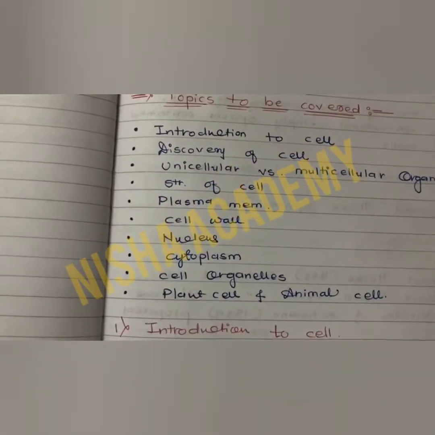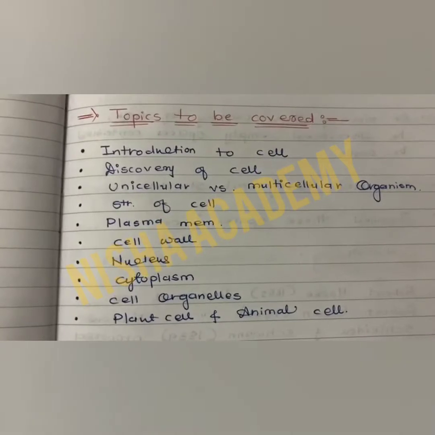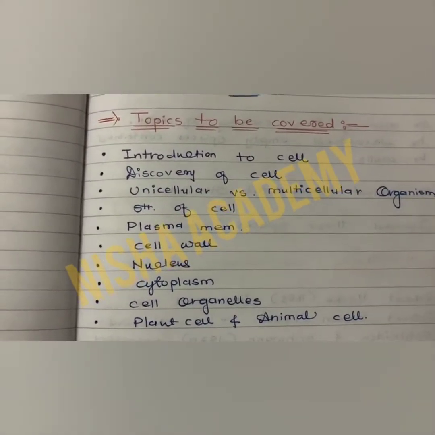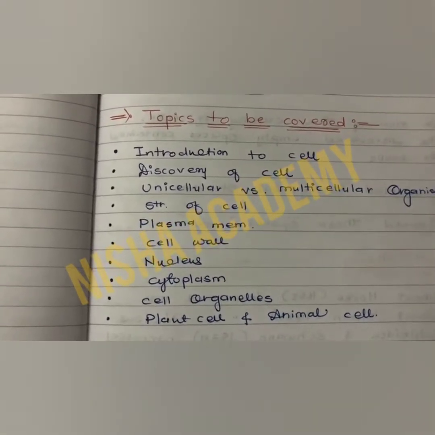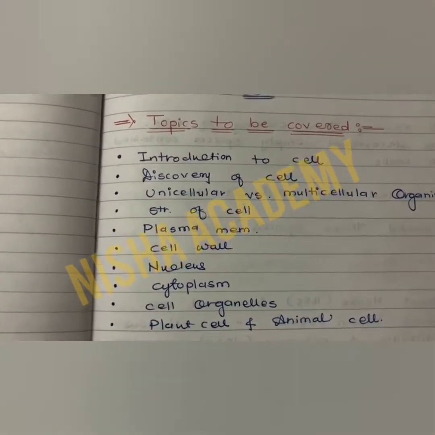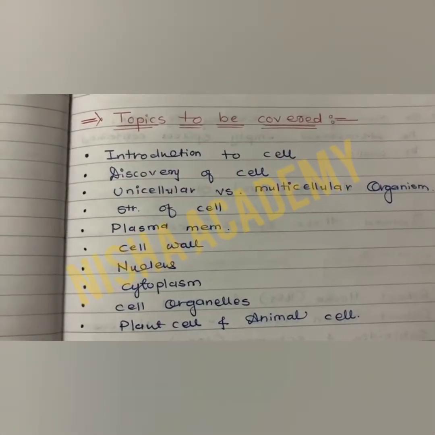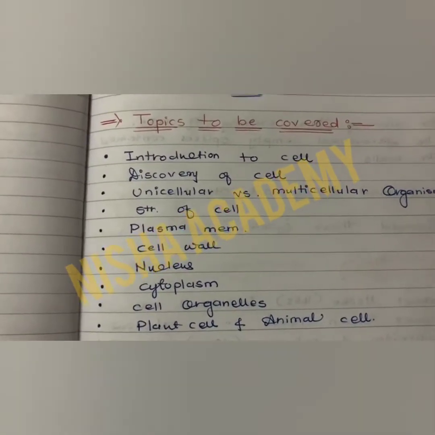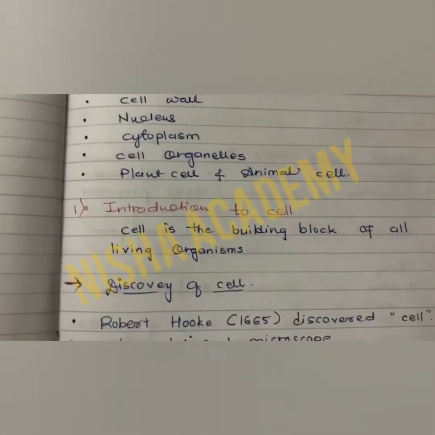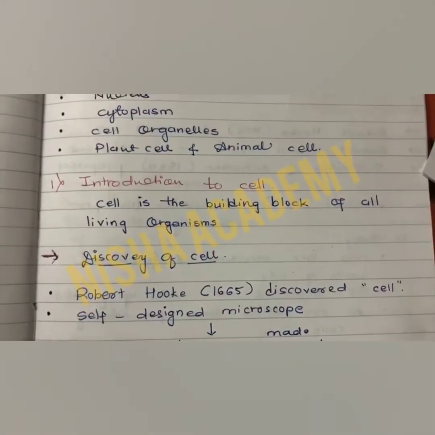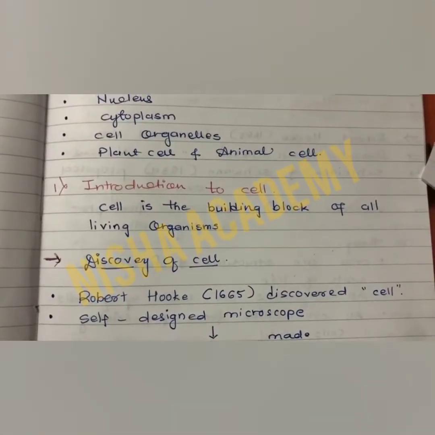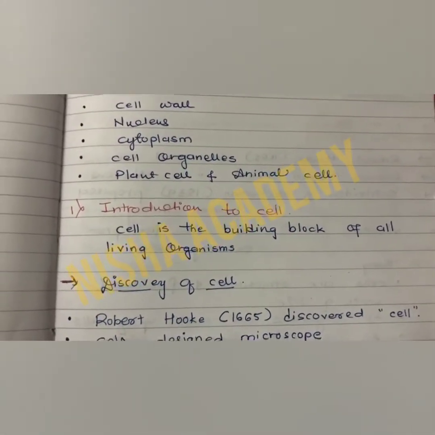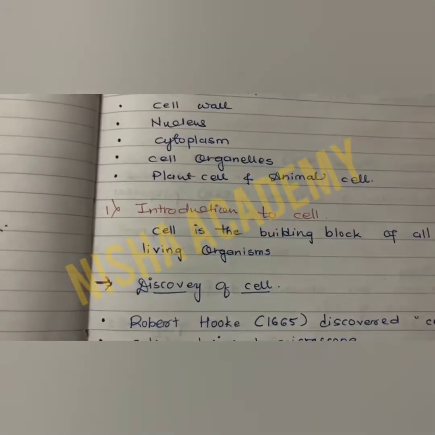When I say living, it means all. We are going to study the cell: how cells are arranged, the different structures of a cell, and the function of each part of a cell. First we are going through the discovery. How was the cell discovered? Let's see who discovered the cell first. That was Robert Hooke, in 1665. There was a story behind this discovery.